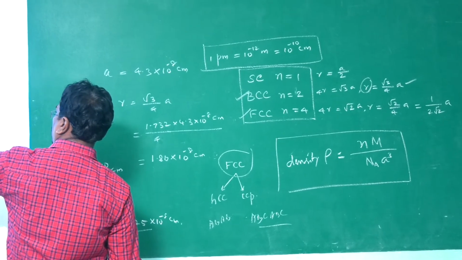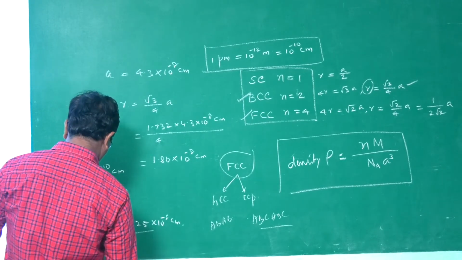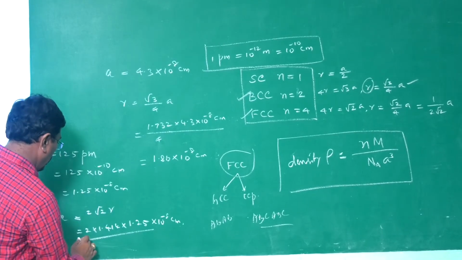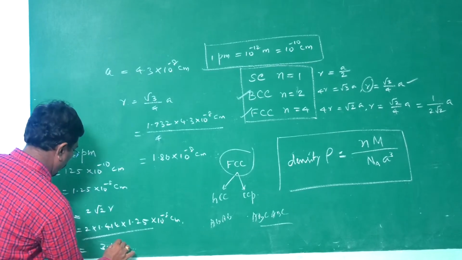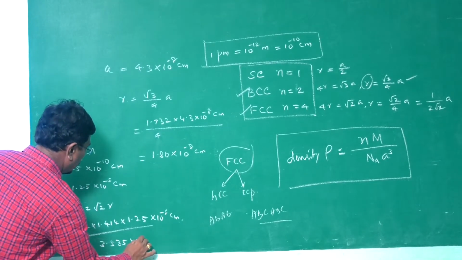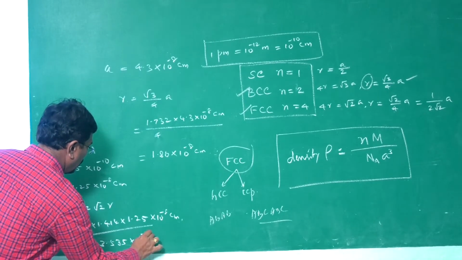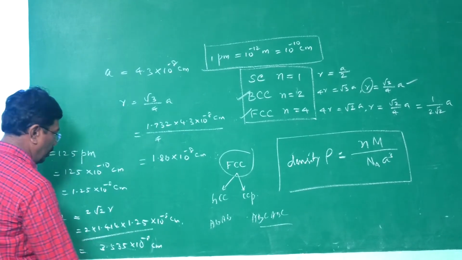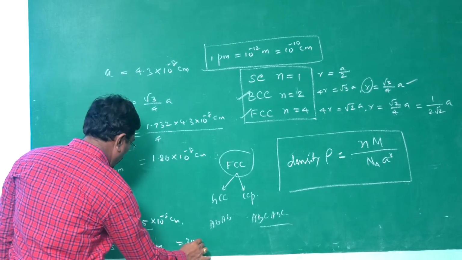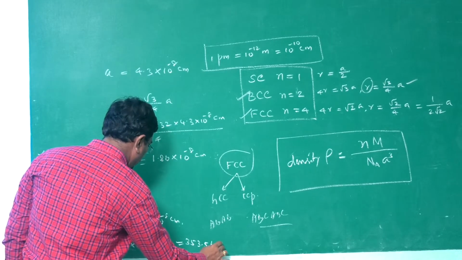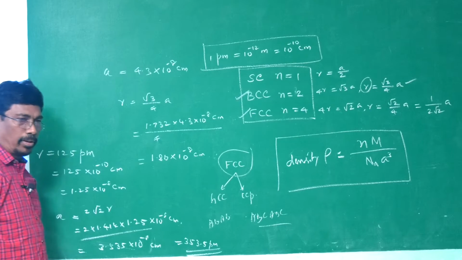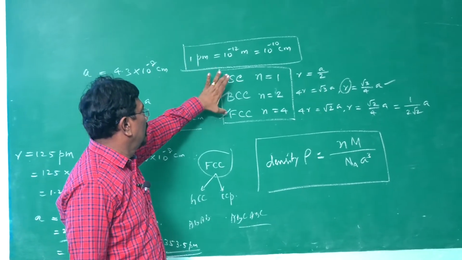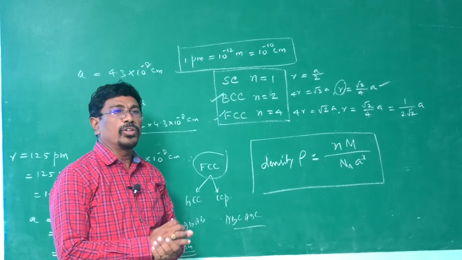So, the sum there they calculated in picometer. Now, if we do it in centimeter, it will be 3.535 into 10 power minus 8 centimeter. If I convert it into picometer, it will become 353.5 picometer. That is all. So, that is about problems under number of atoms per unit cell.